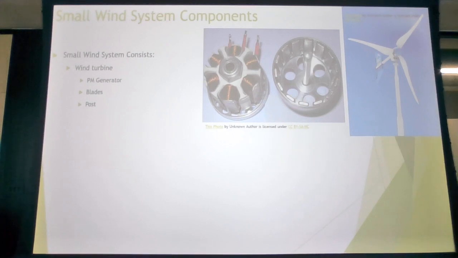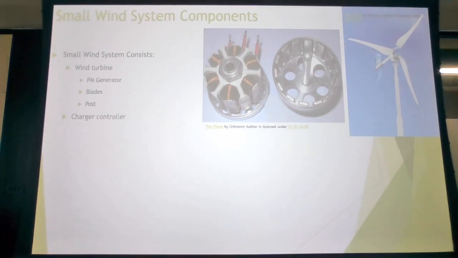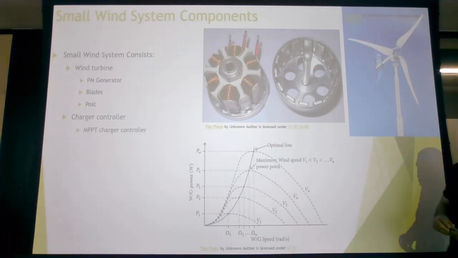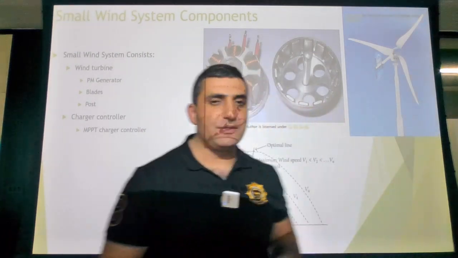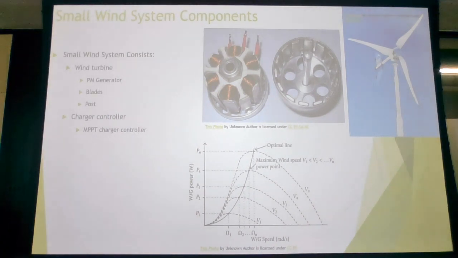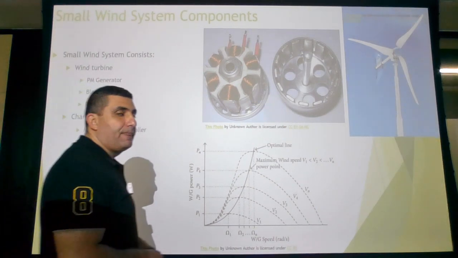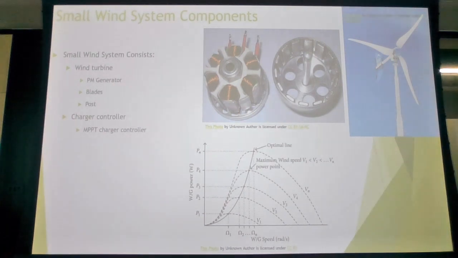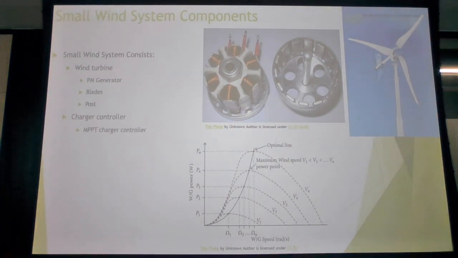Now, after you go to your blade, you have your charger controller. Also, in the wind, the charger controller should use an MPPT because you also want it to track the maximum power point of your wind system. So my recommendation again is to go ahead and use an MPPT to track your maximum power point at the wind level. Okay, guys? So that's very important.